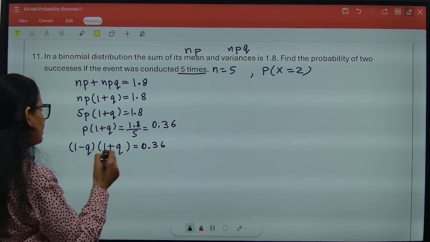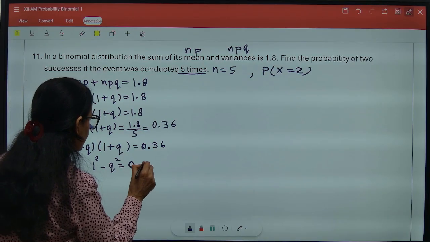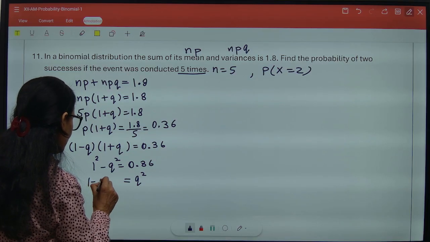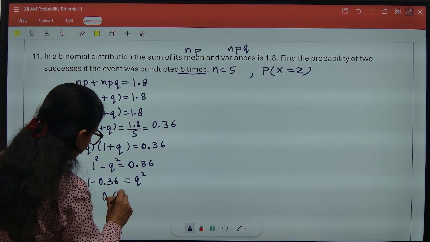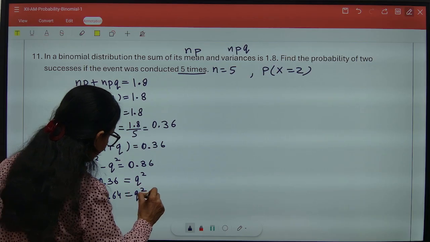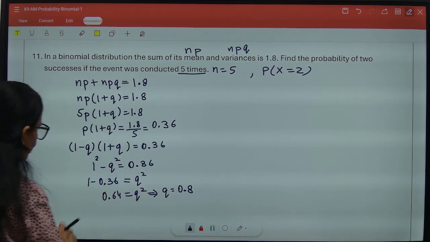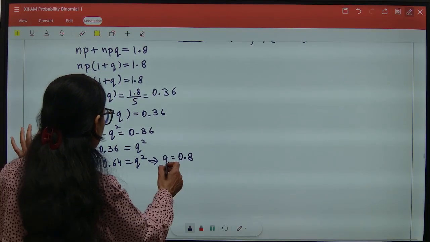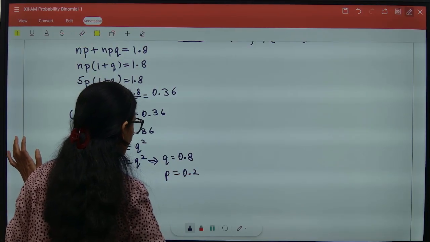This is a plus b into a minus b, a square minus b square, so 1 minus q square comes out to be 0.36. That means q square is equal to 1 minus 0.36, which is 0.64. So this means q is 0.8, square root of 0.64 is 0.8. Now we have the value of q. So let's find p. Because q is 0.8, p is going to be 1 minus 0.8, that is 0.2.